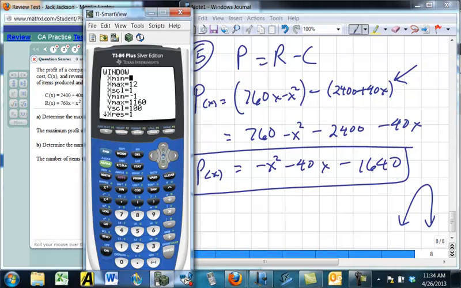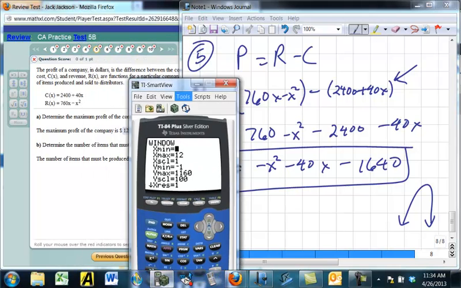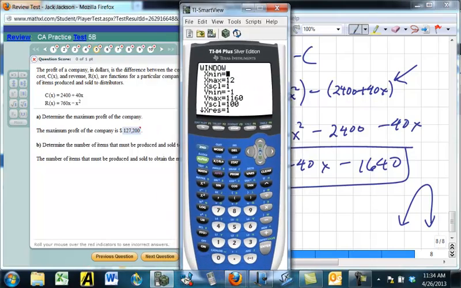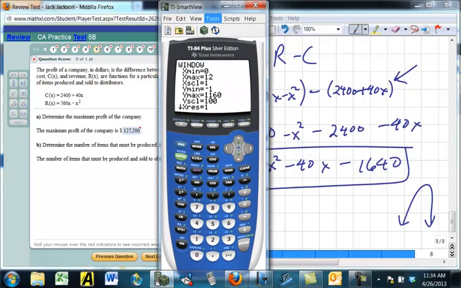Well, x represents the number of items we're making and selling. So it can't be negative. So I don't know how far out we've got to go. Let's just guess. Let's start 100, and we'll see. This may not be nearly far enough.